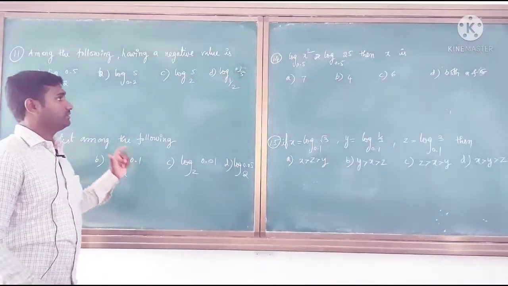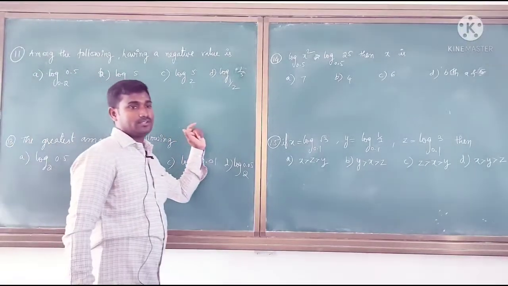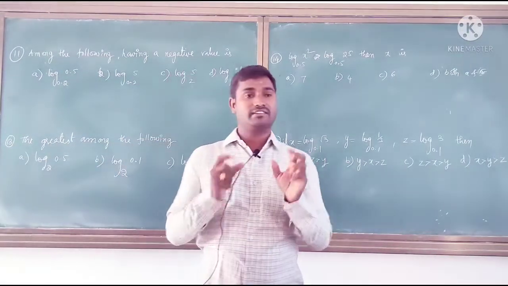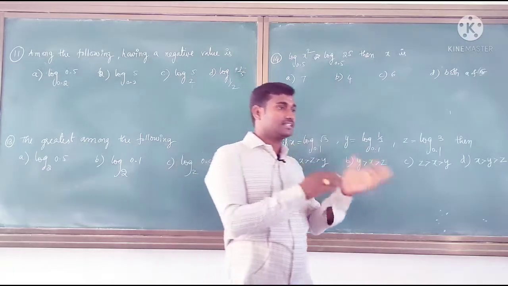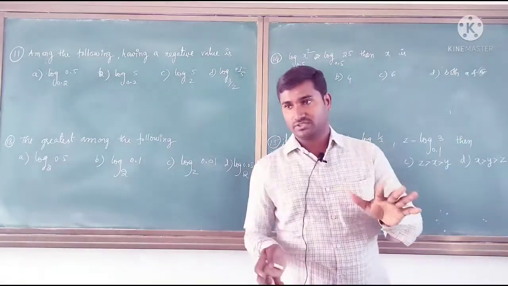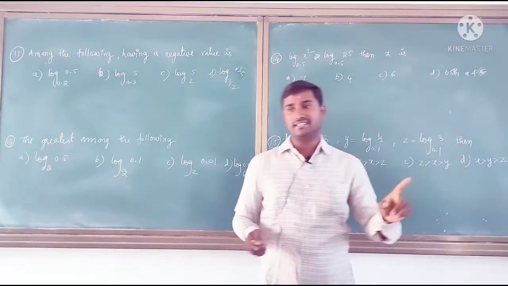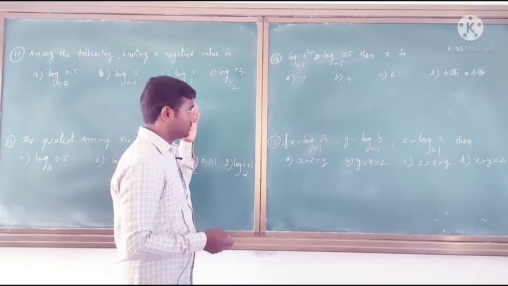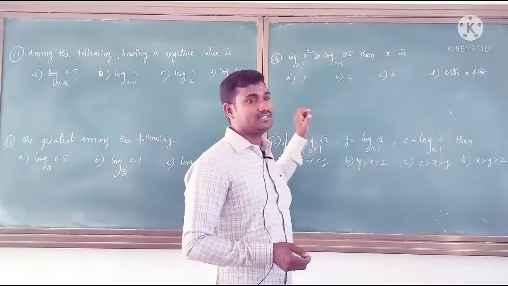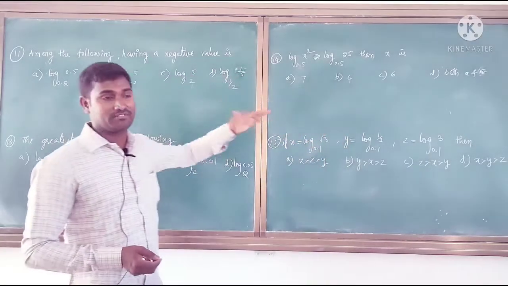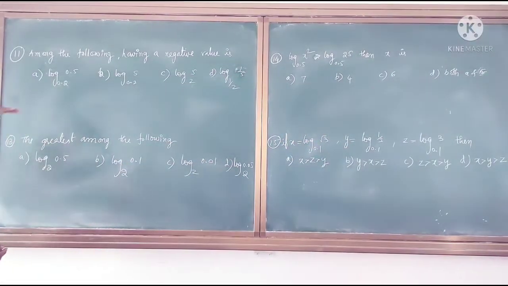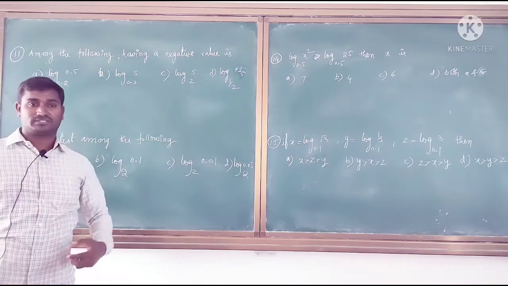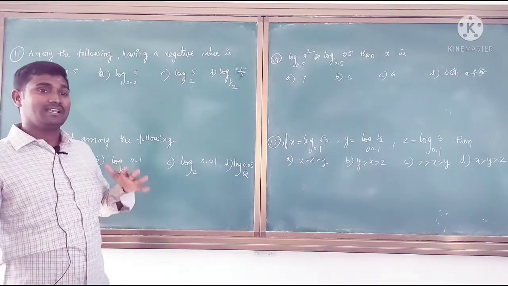So yesterday we discussed how to write the given logarithmic numbers in ascending order and descending order. Yesterday we learned the conditions of logarithms for ascending and descending order. Today we have to work on those conditions. First question: among the following, which has a negative value? Negative value means less than 0.